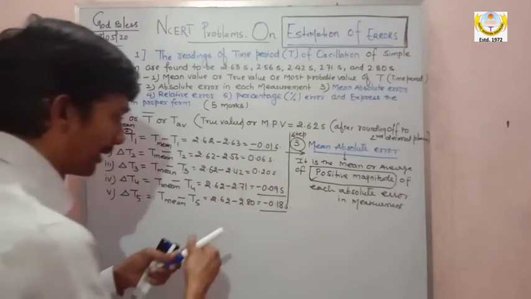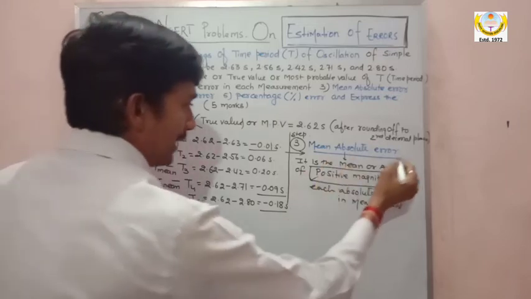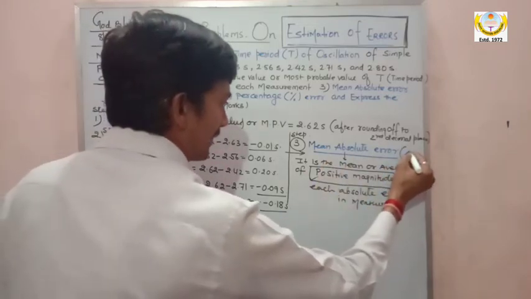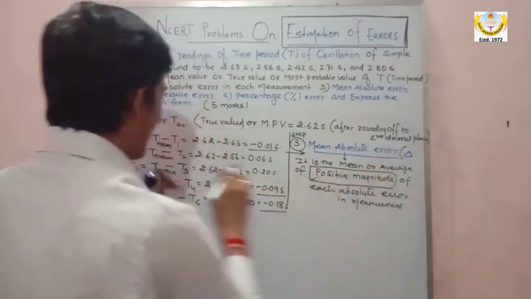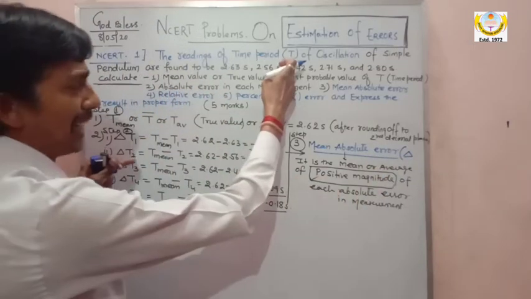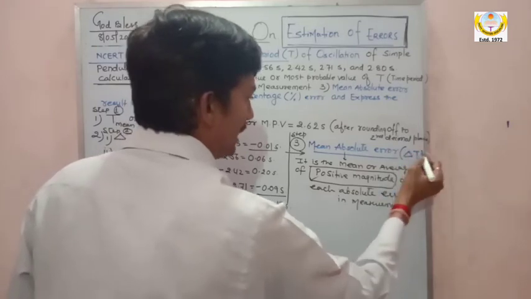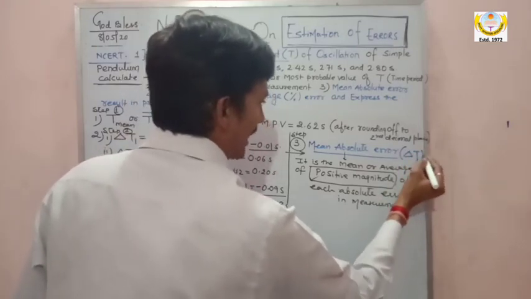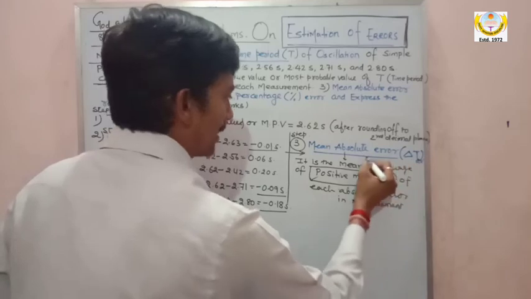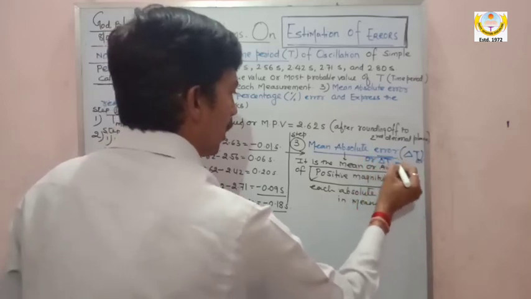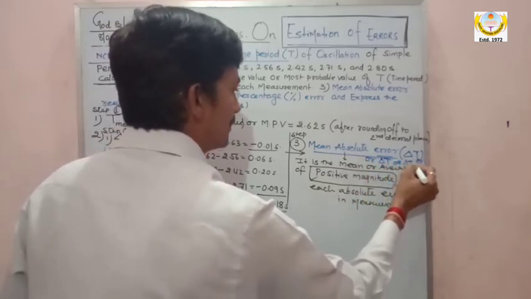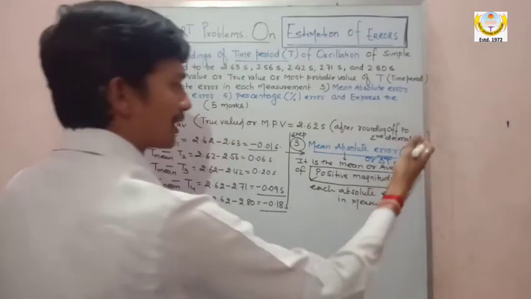So how to do it? Look at it. Here, mean absolute error, any absolute error is denoted by delta. Delta, absolute error. In time, it is given in the question, so it is delta t. Since it is mean, I will write delta t average, or delta t bar, or delta t mean. There are so many expressions.